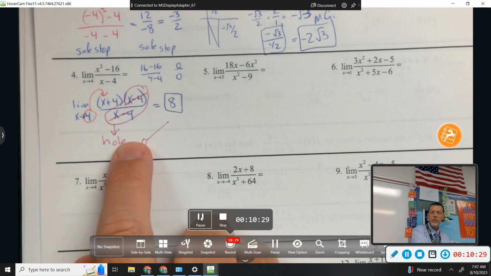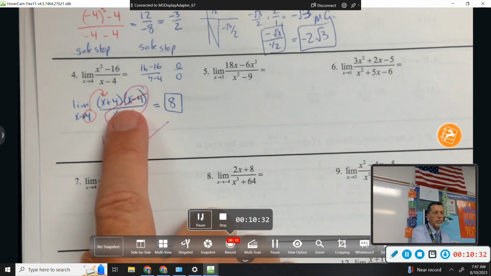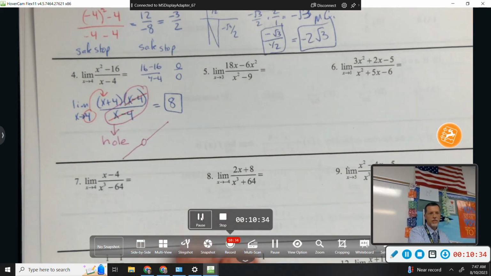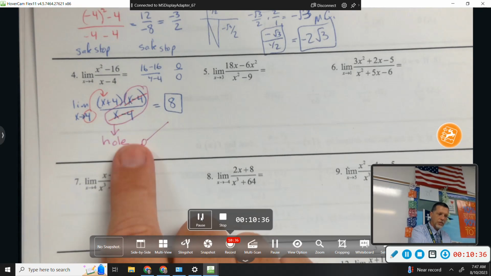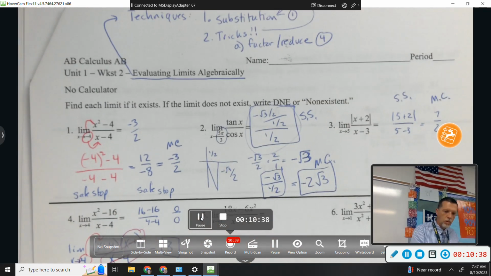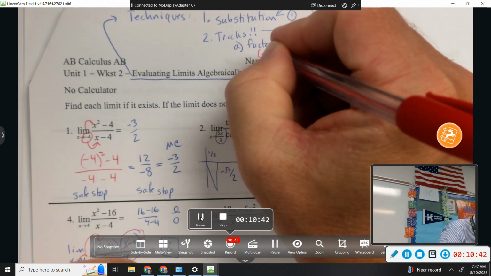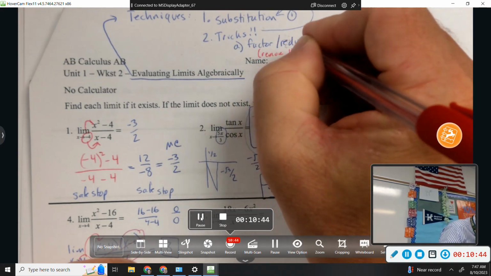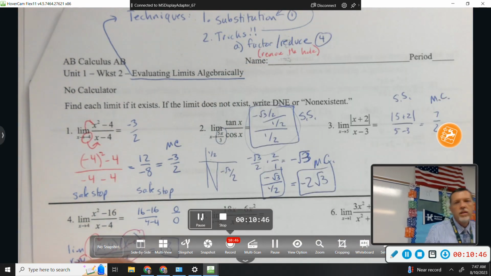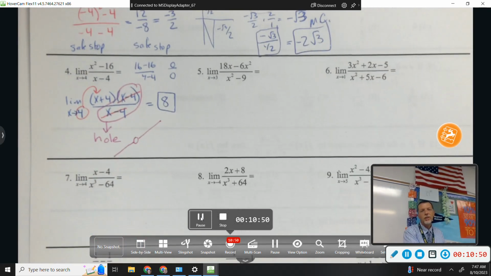Factors cancel, it makes a hole. With what we're doing today, evaluating limits. So factor and reduce, what that does every time is remove the hole. Because the reducing cancels out the hole, and now you don't have a hole, and so you can substitute in and get an answer.